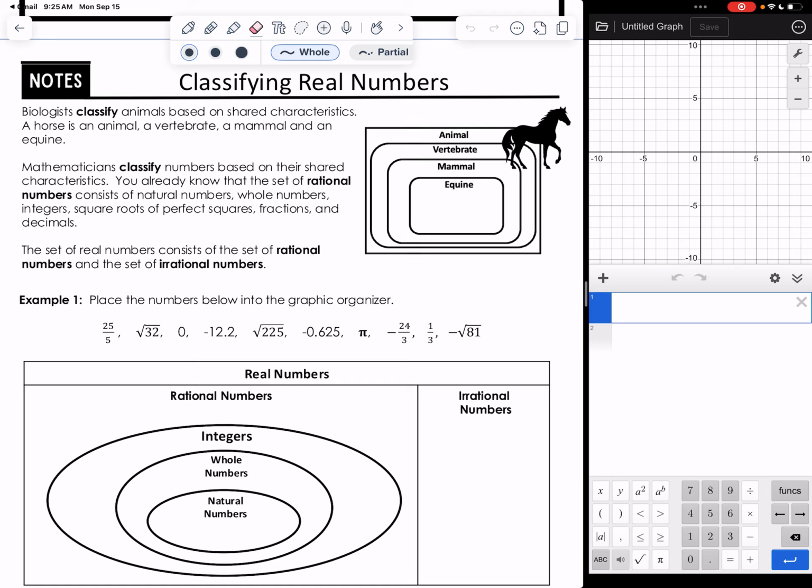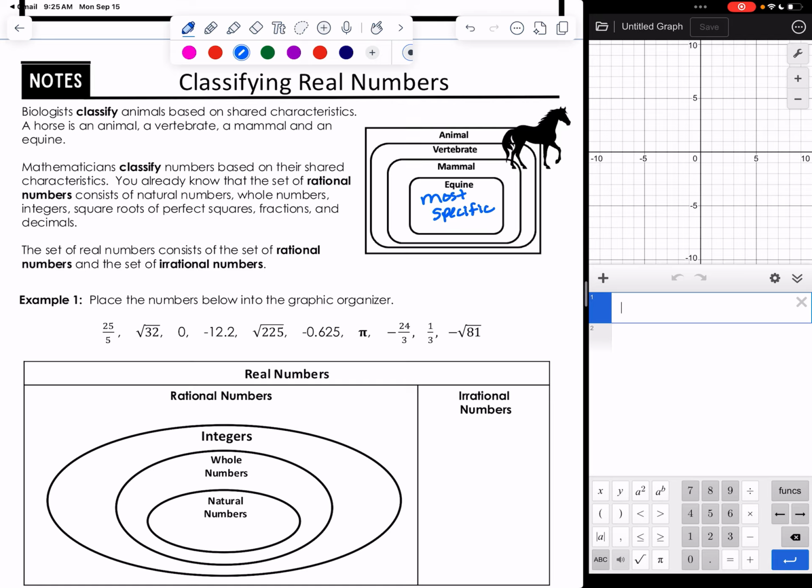So, you might have learned that in science, biologists classify animals based on their shared characteristics. For example, a horse is an animal. That's in its broadest sense, an animal. It's also a vertebrate, a mammal, and an equine. The equine is the most specific classification of a horse.